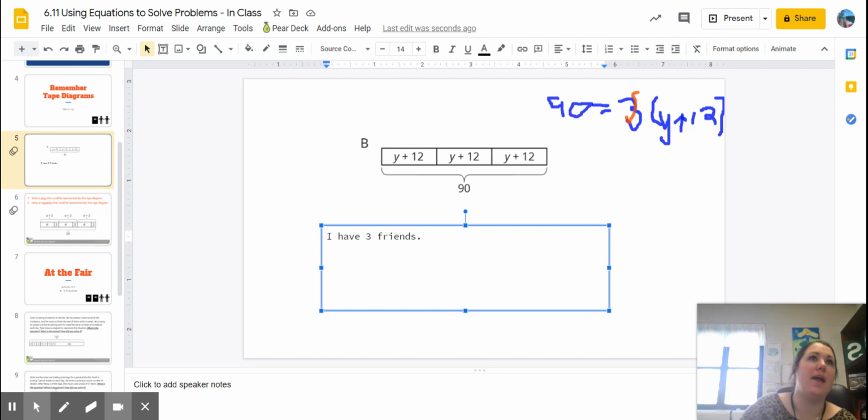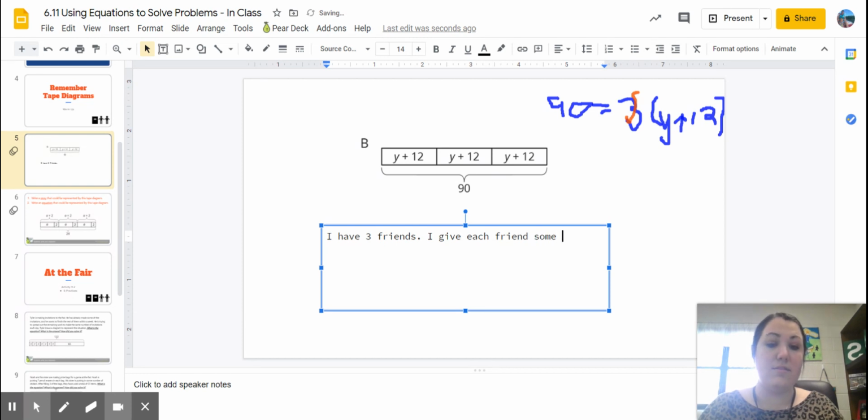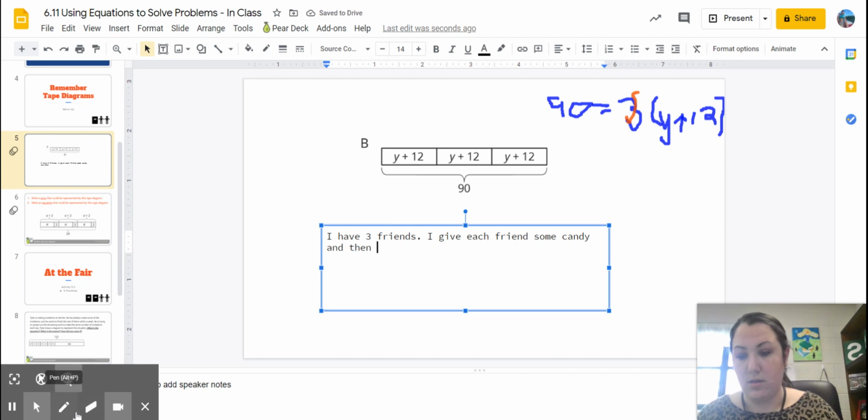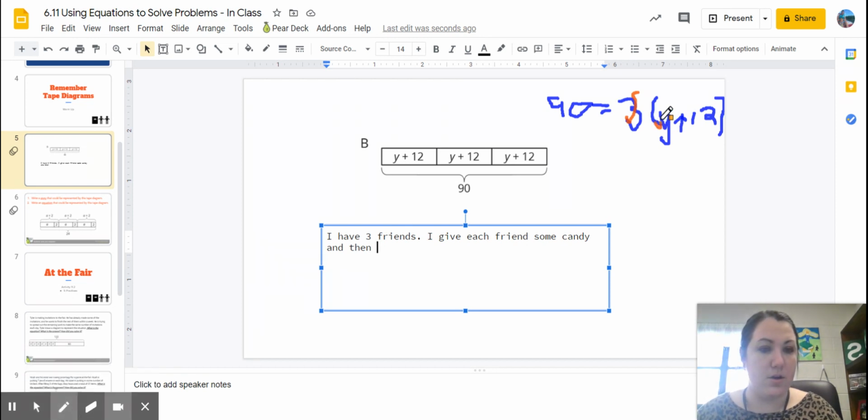So I've got to figure out, hey, where do I want to start? What do I want to give each friend? So let's do pieces of candy. So I give each friend some candy. Now you may want to put y candy, that works as well, but I'm just going to put some candy because it just sounds better. It comes off the tongue better. And so I got the y, so check mark that off. And we know that y is attached to plus 12.